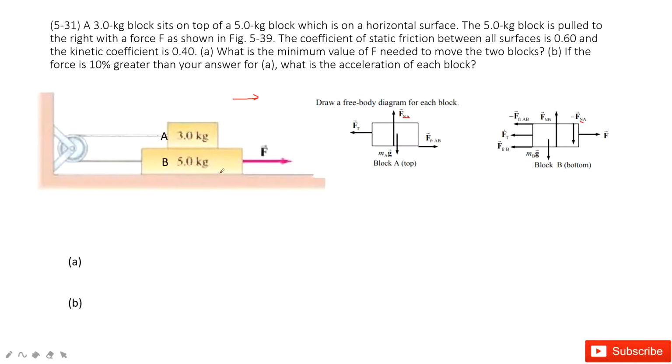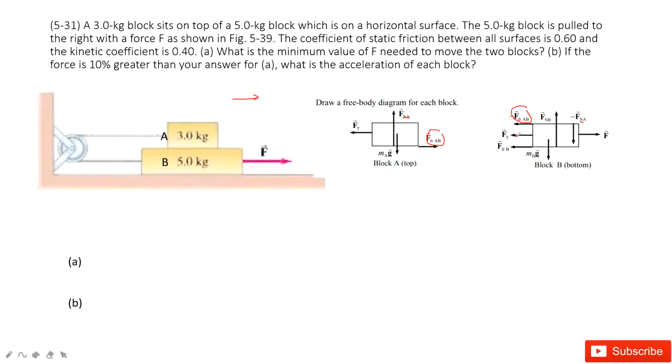And then we have the friction between the table and B, and also the friction between A and B, directed backward. So this force and this force are equal in magnitude but opposite in direction. Do you agree? And also the tension from the cable.